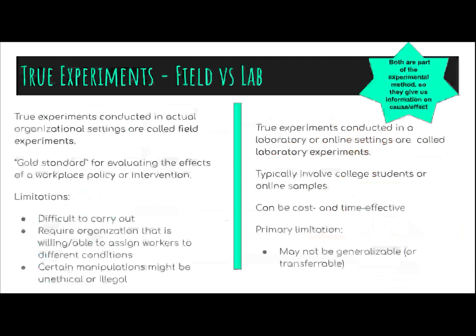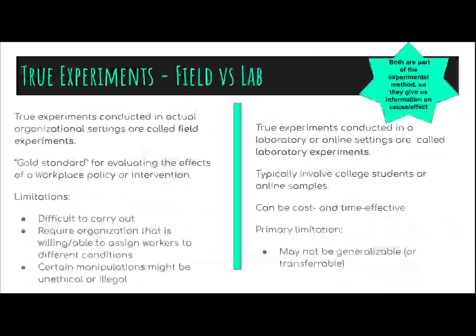However, there's several limitations to field experiments. For one, they can be quite difficult to carry out. They require that the organization is willing and able to assign workers to different conditions. And finally, some manipulations might be unethical or illegal in the workplace. For example, if we wanted to study the effects of hunger on workplace productivity, we might want to deny the control group their lunch break.